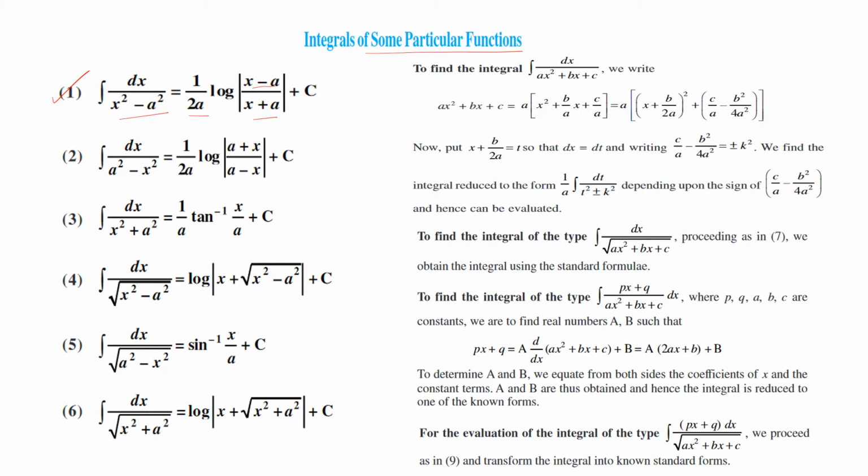Number 2 is the integral of the form dx upon a square minus x square, which is 1 upon 2a log mod of (a plus x) upon (a minus x) plus c. See the difference from the form 1 upon x square minus a square: there the numerator has x minus a and the denominator has x plus a, whereas in a square minus x square, the numerator has a plus x and the denominator has a minus x. Number 3 is integral dx upon x square plus a square, which is 1 upon a tan inverse x upon a plus c.